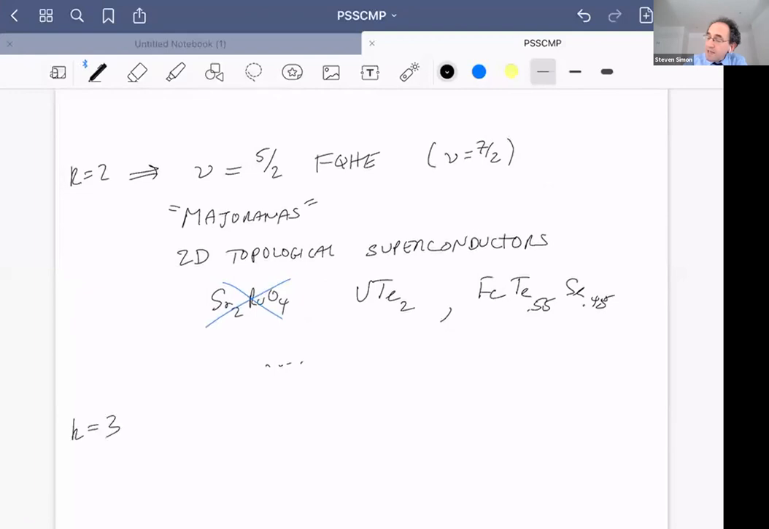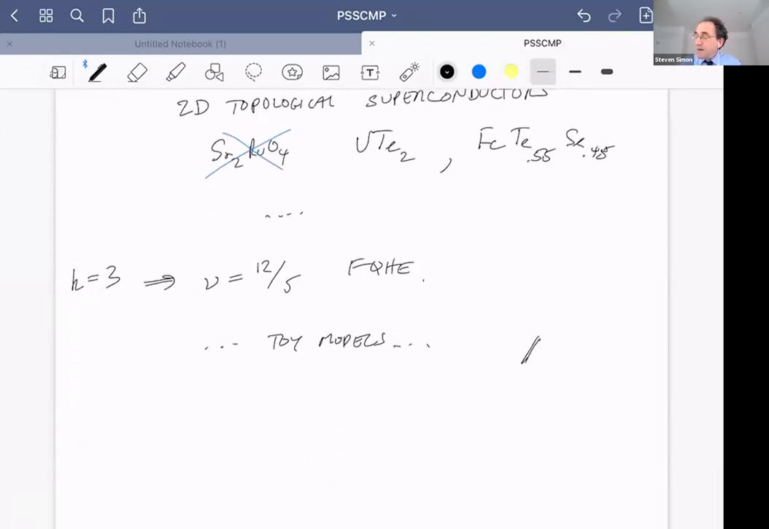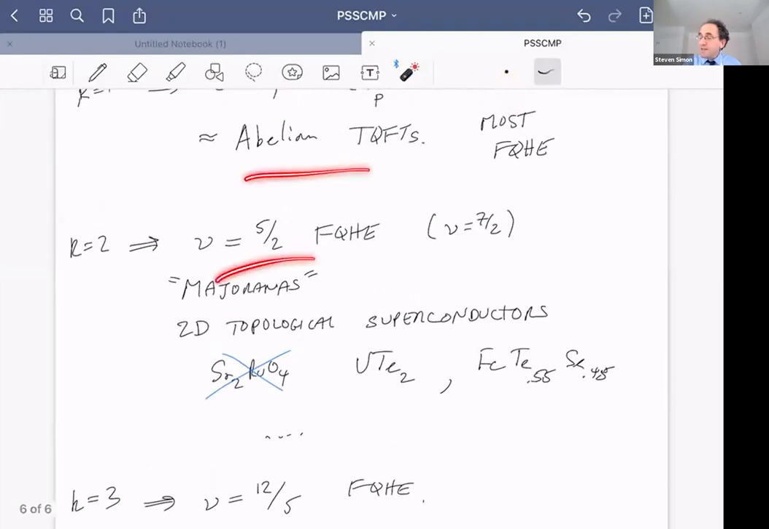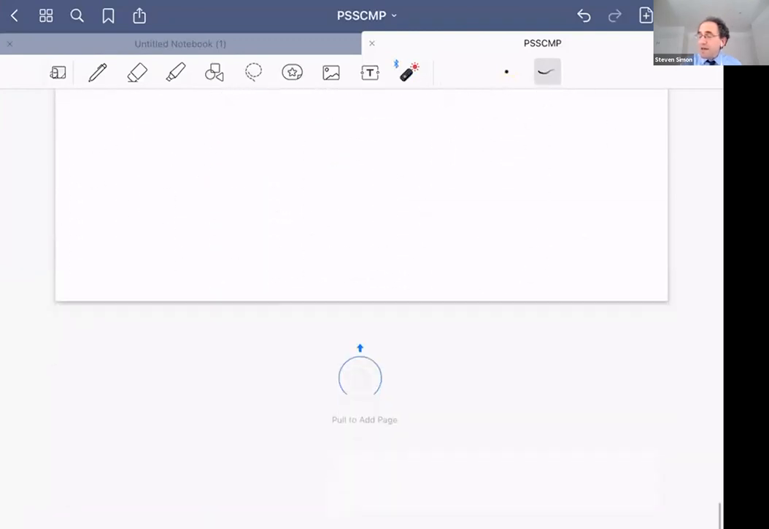There's a k equals 3 category, and the only one of these that we believe we know of is the nu equals 12/5 fractional quantum Hall effect. And then there's a lot of toy models that people have played with, and ways that people have tried to engineer these topological quantum field theories in physical systems. Okay, you'll hear a lot more about fractional quantum Hall effects of various types throughout the week, I'm betting.